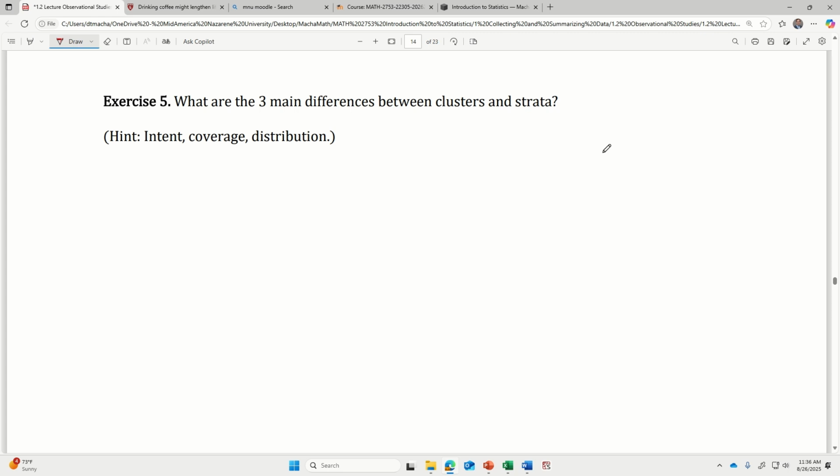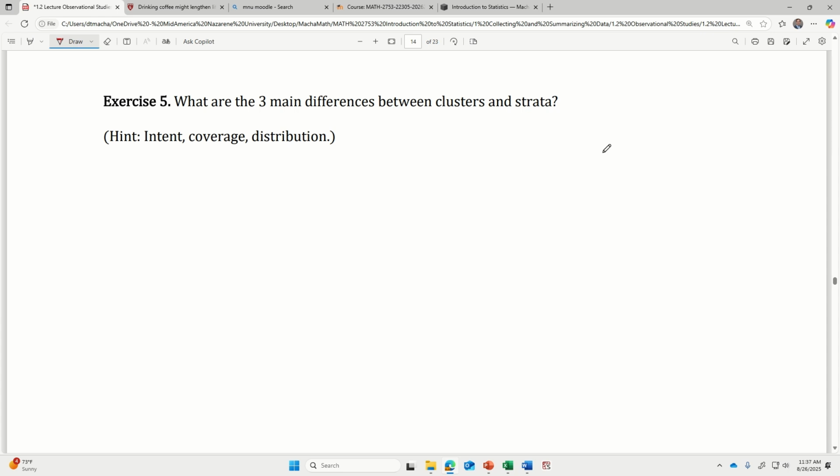Second is coverage. What I mean by coverage is I'm going to have to sample from every single stratum. I need every stratum to be represented in my sample, proportionally represented. With clusters, I don't need to sample from all the clusters. In fact, that would defeat the purpose. With cluster sampling, I'm only taking a random selection of the clusters. I'm only going to go to a few clusters.